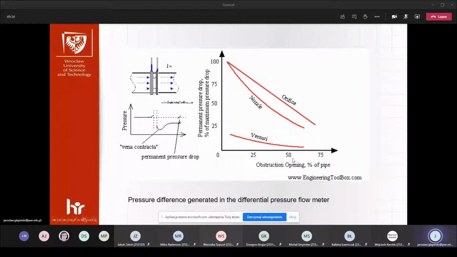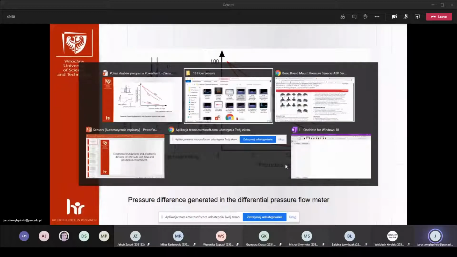Okay, so those were examples of how we can measure the flow velocity using the differential pressure, but we can have different solutions. And next film.